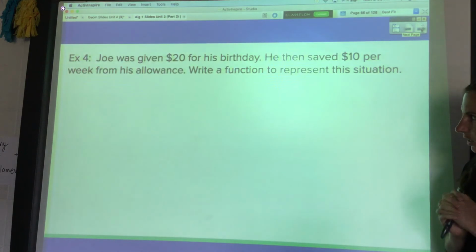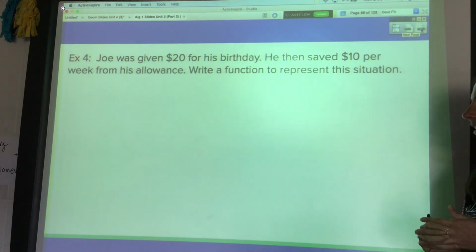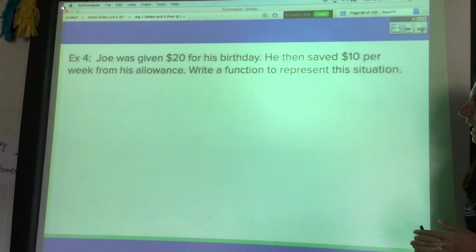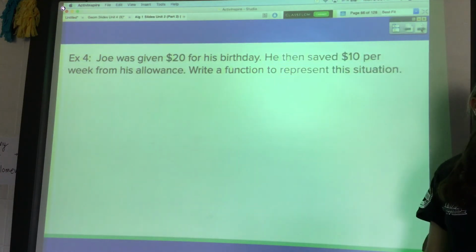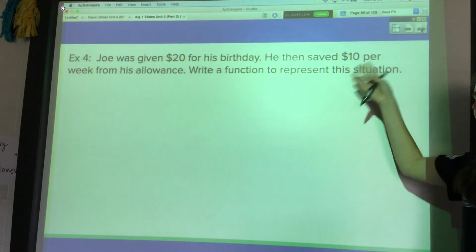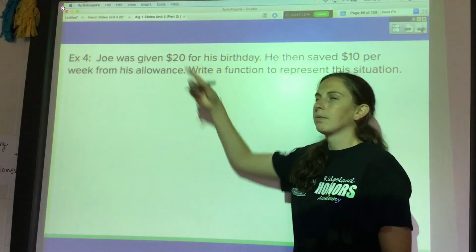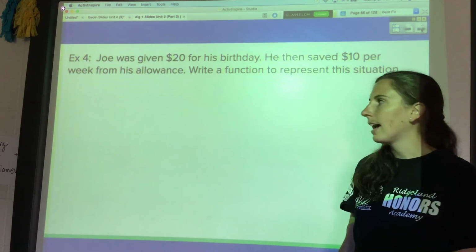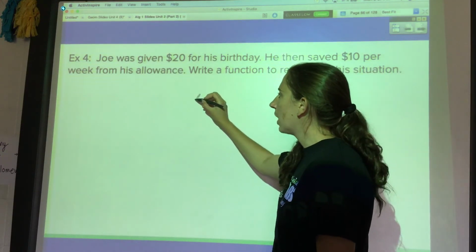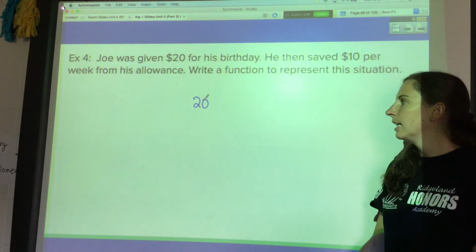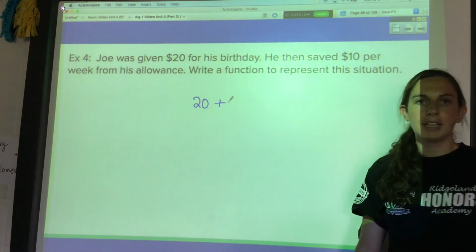And the last one is again a word problem scenario. Joe was given $20 for his birthday. He then saved $10 per week from his allowance. Write a function to represent this situation. I always like to think, if there were 0 weeks, like if he hadn't got his allowance at all, how much would Joe have? Well, he would have 20, because that's his initial amount. So you've got 20 no matter what. That's a constant. We're going to add to it, but that 20 doesn't change.